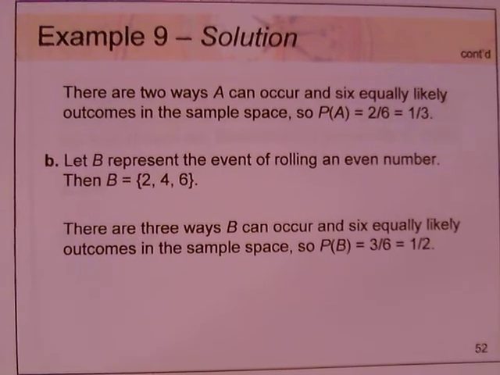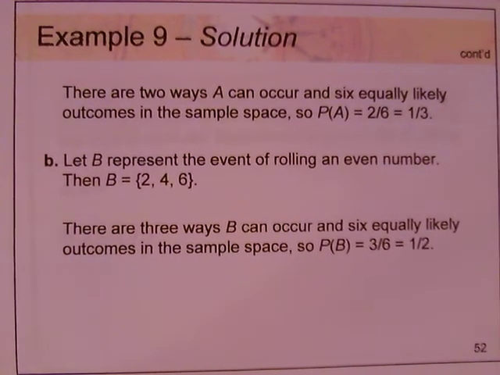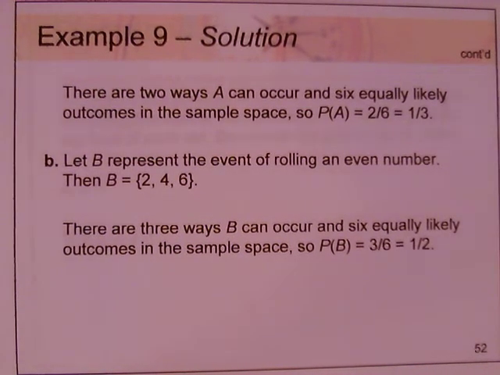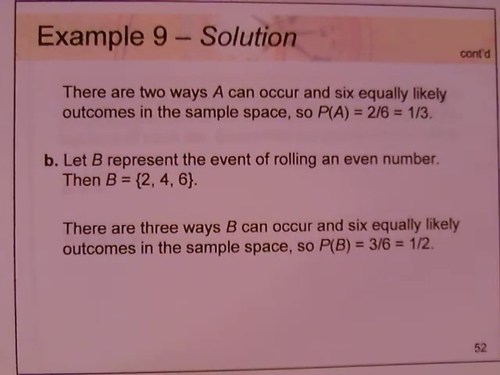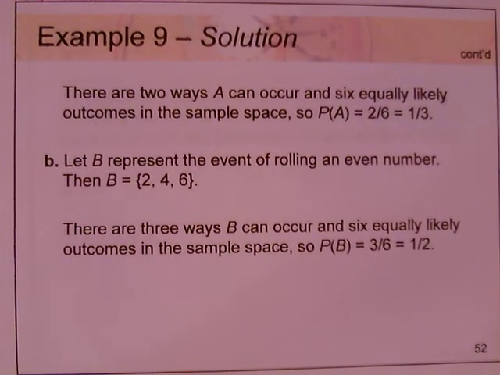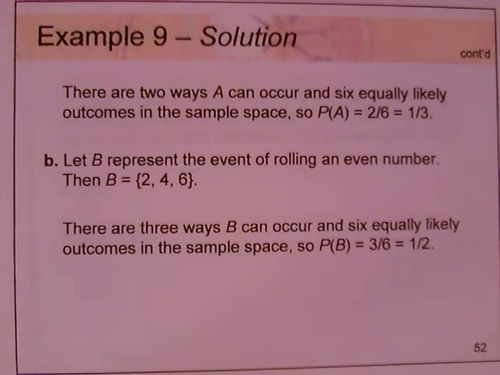And then part B, let B represent the event of rolling an even number. Then B will be {2, 4, 6}. There are 3 ways that B can occur and 6 equally likely outcomes in the sample space. So the probability of event B occurring will be 3 divided by 6. 3/6 will be reduced to 1/2.